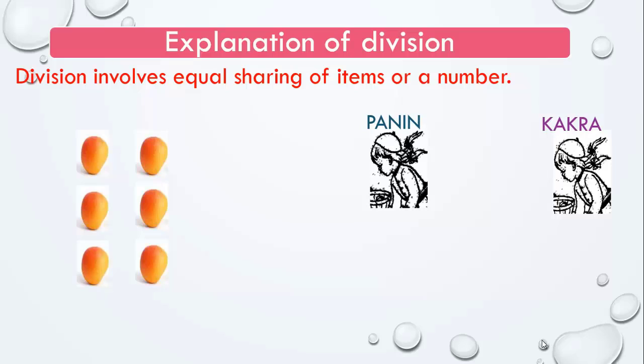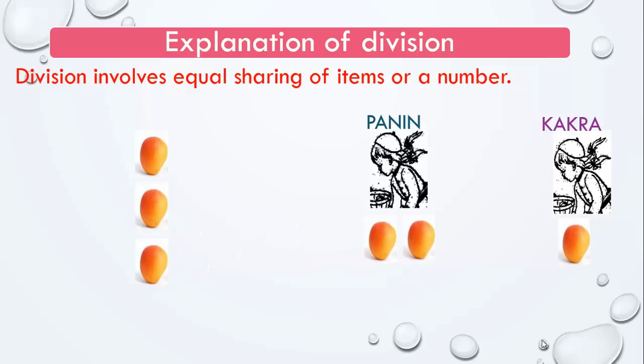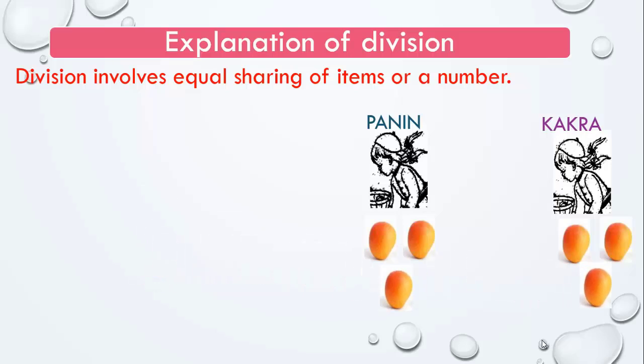Now, distributing the mangoes one by one to each child. Now we have one for Penny, one for Kakra, one for Penny again, another for Kakra. We have 2 mangoes left. Then we give one again to Penny, then the last one to Kakra.